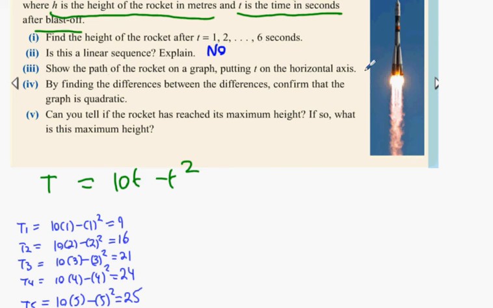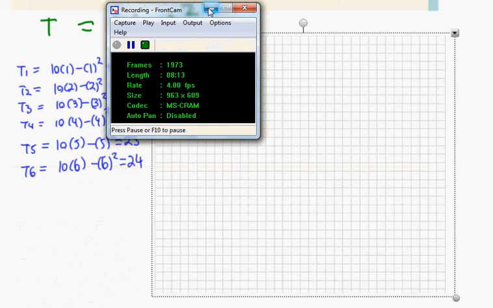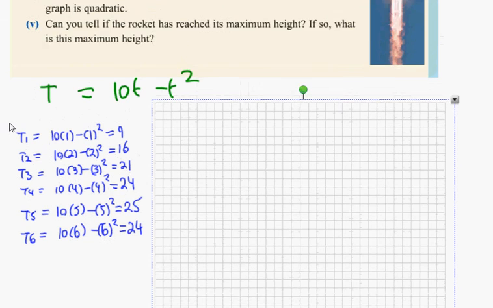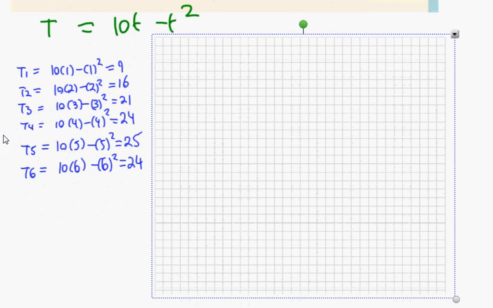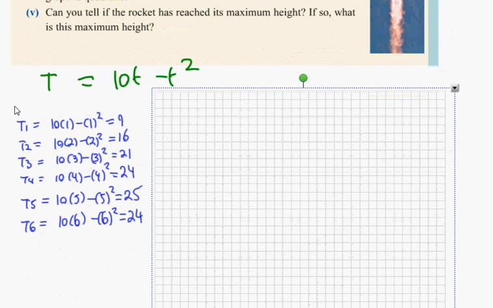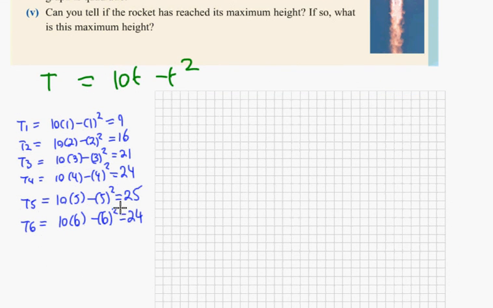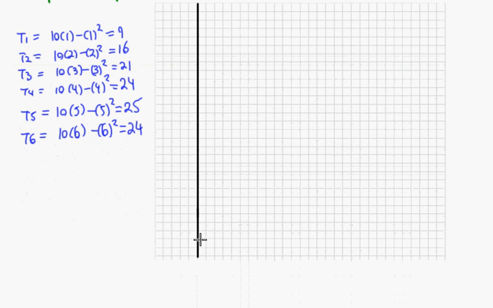Show the path of the rocket on a graph, putting t on the horizontal axis. Okay. Now, we're going to draw this graph here. Just being a bit lazy with it. That's why we have squares there. So what we're going to do is we're going to make a graph. Now we have to go as high as 25, don't we? So we start at the very top, work our way down. Let's see if we have 25 blocks or not. We'll find out very soon. Let's count up in fives. 5, 10, 15, 20, and 25. So we have enough blocks there to draw it.